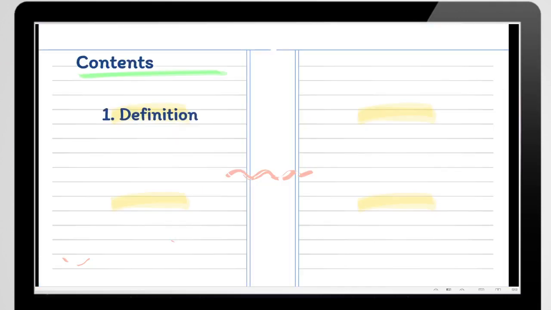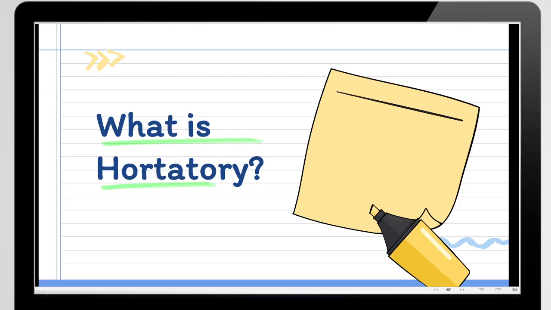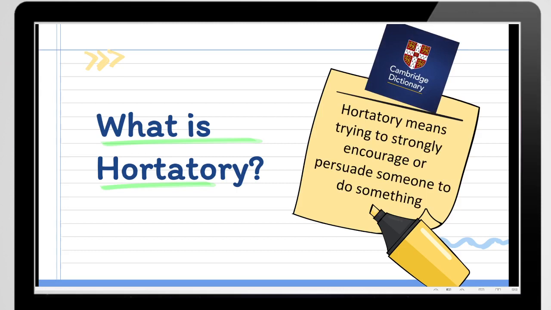Contents: we will talk about definition, social function, generic structure, language features, and examples. What is hortatory? We should know the term hortatory. Based on Cambridge Dictionary, hortatory means trying to strongly encourage or persuade someone to do something.